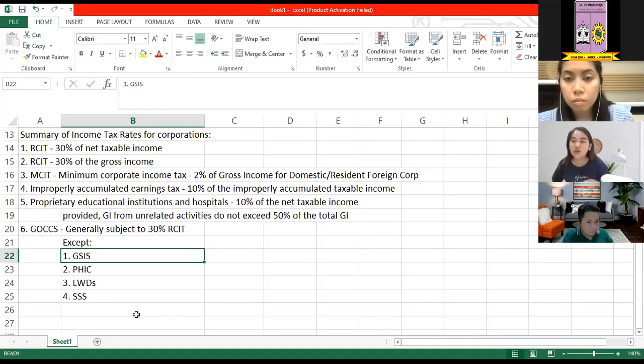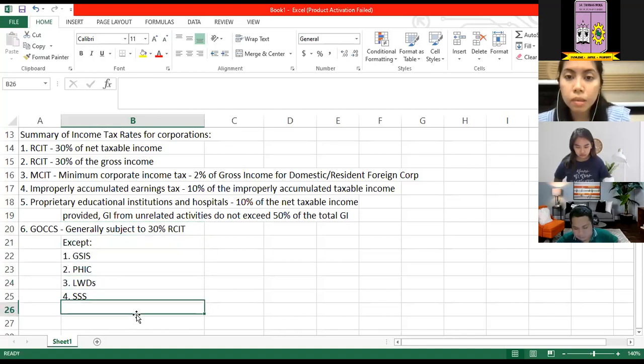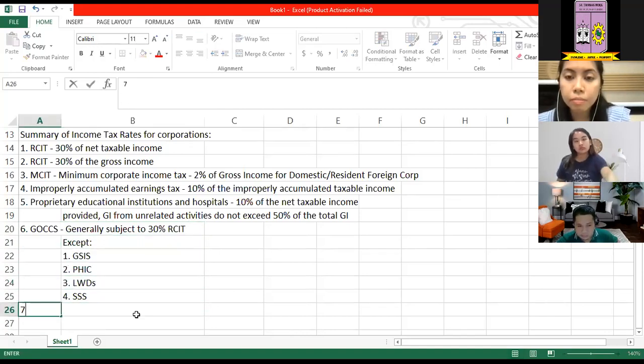Ito pala yung nabago sa train law, yung taxable income ng PCSO. Okay? PCSO was removed from the list of GOCCs exempt from the payment of income tax. So subject na sila sa regular corporate income tax of 30%. Basta basically kapag hindi ka kasali sa listahan ng mga exempted, subject ka sa 30% regular corporate income tax. So huwag mo nang hanapin kung exempted ba yung particular government corporation. Basta wala siya sa listahan, subject siya. Okay?